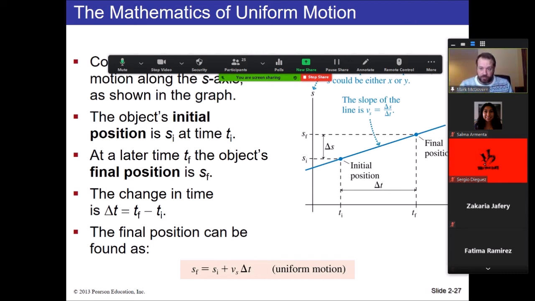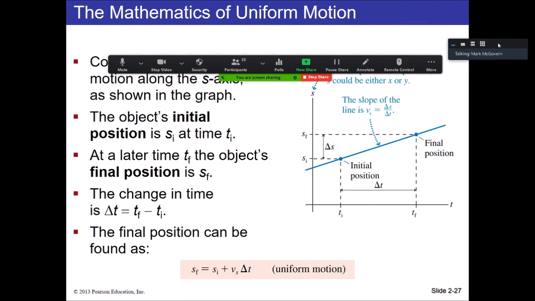So last time we talked about position graphs and how to interpret them, and we found that the slope of position graphs will give you velocity. And so we worked a little on developing velocity graphs, and we're going to continue that a little today, and then we're going to get into acceleration graphs. Now, we did develop a real simple equation last time that only applies under uniform motion, meaning no acceleration. And that's the equation that you see right here.